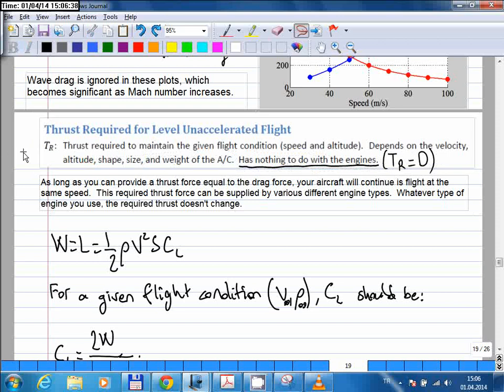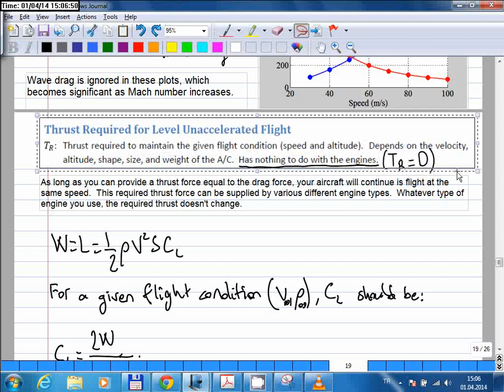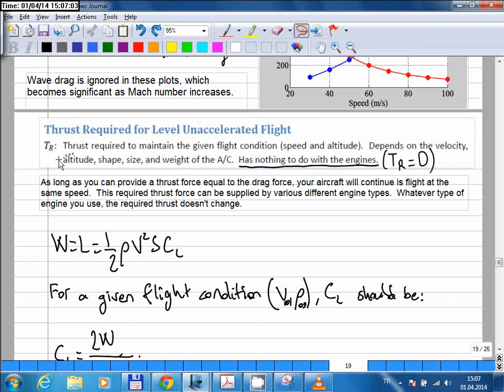So for the steady level flight condition, the required thrust is equal to drag force, right? So the amount of thrust your aircraft requires is equal to the aerodynamic drag force acting on the aircraft. And the aerodynamic drag force depends on all these things, right? It depends on the velocity, because it depends on dynamic pressure. Obviously, it depends on velocity. It depends on the altitude, because the air density is a factor in the drag equation.